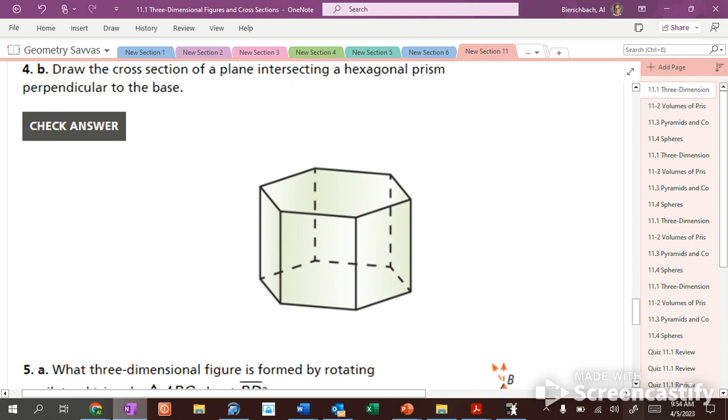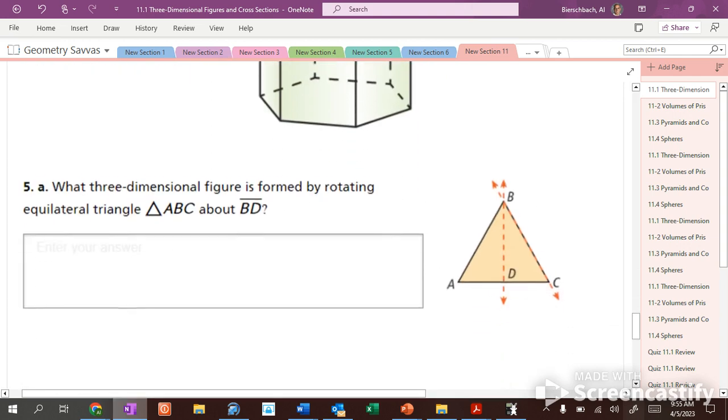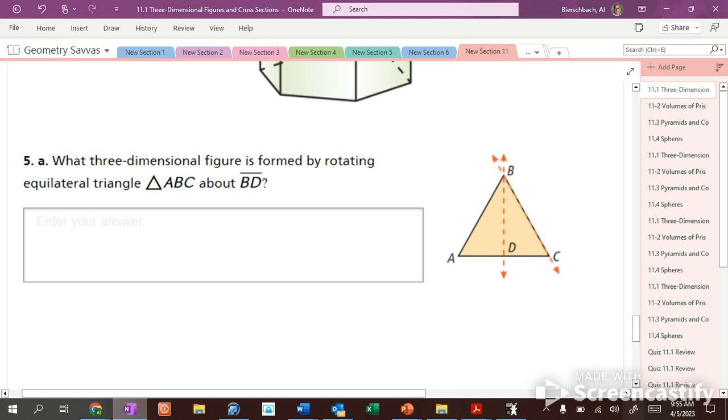If I go parallel to the base, what am I going to have? If I go parallel to the base, it's going to be a hexagon because I have 6 sides. If I go perpendicular to the base, what shape am I going to have? Rectangle. Rectangle. Very good. Okay.